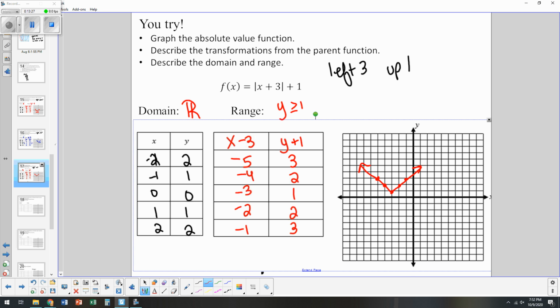All right, there you go. We were going to the left 3 and up 1. If we check left 3, up 1, that is in fact where our graph is. Y is greater than or equal to 1 for the range.